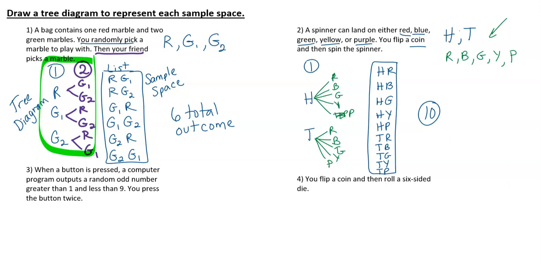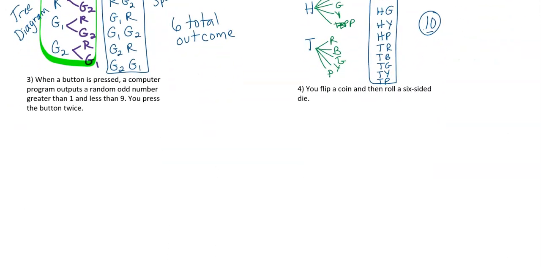Sometimes they tell you to make a tree diagram. That would be the tree diagram. And sometimes they just say how many outcomes are possible, and that would be the answer 10. So we want to be careful as we're working these problems that we watch carefully for what question they're asking.